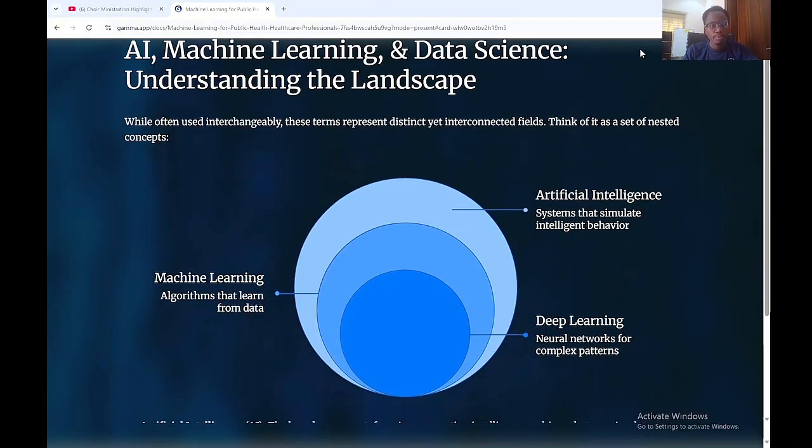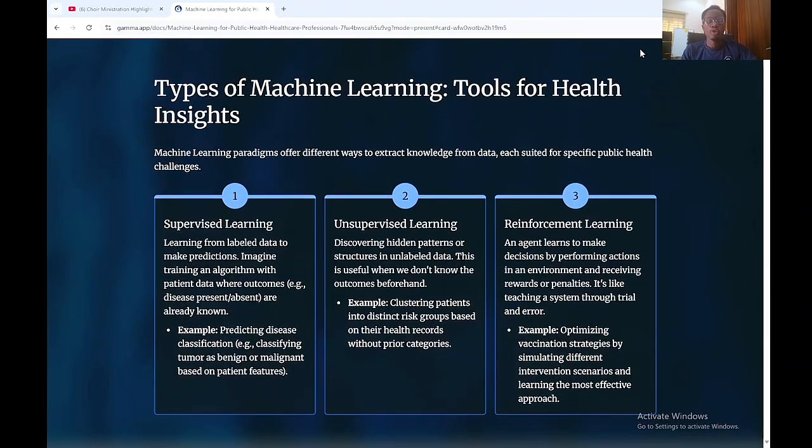Artificial intelligence. Now we're going to look at some of the types of machine learning and some of the tools for public health insights. Essentially this is a pathway for somebody that wants to get started with machine learning. I just want you to understand that this is the particular pathway that you're definitely going to follow. Okay, so there are multiple paradigms. Machine learning paradigms offer different ways to extract knowledge from data, and each of them is suited for specific public health challenges.